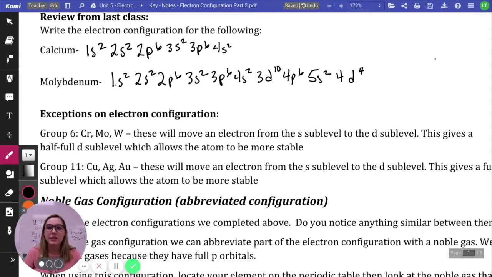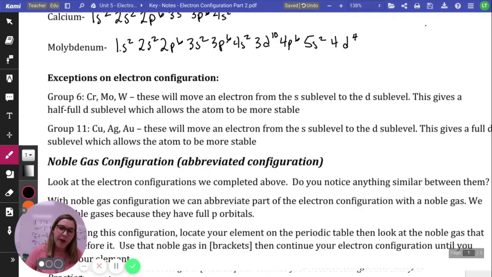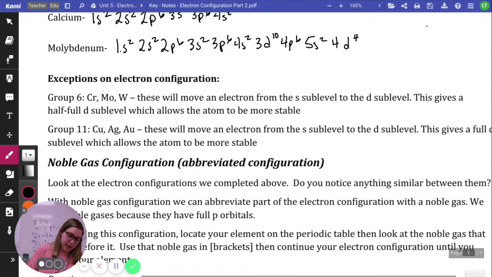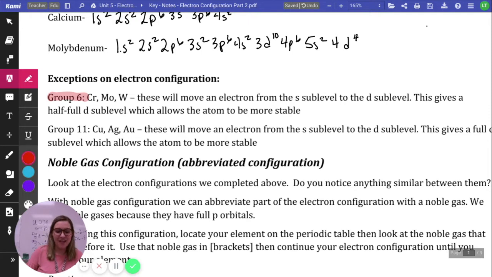All right. So there are some exceptions. I know, not fun. But there are 2 exceptions to electron configurations that you do need to know. The first one is group 6 in our transition metals, which just so happens to be chromium, molybdenum, and tungsten. What's going to happen is they are going to move 1 electron from the S sublevel to their D sublevel. So this gives them a half full D sublevel, which is just a little more stable.